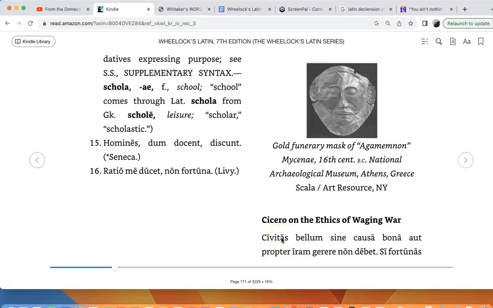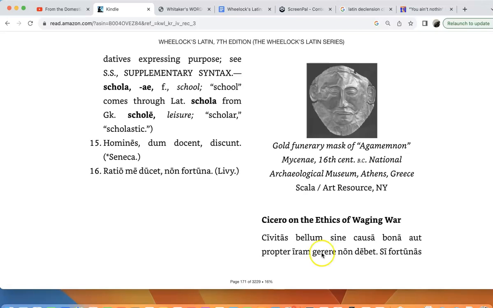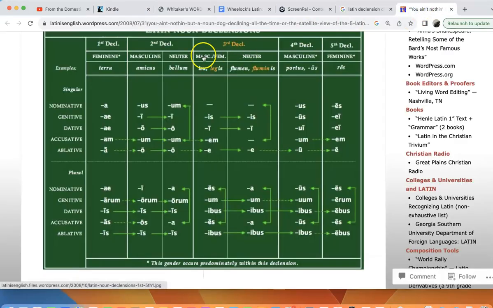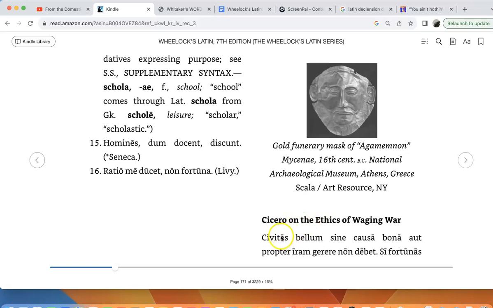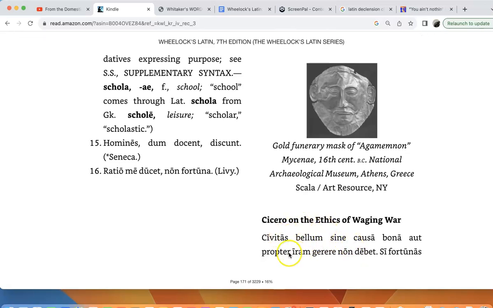So let's talk about the line here. A state, and then non debet means ought not or should not, and then gerere means to wage. So again, if you look at it in Whitaker's, you wage war or carry out war. But then bellum is our direct object. The context tells us that the state is the subject and the war, or bellum, is the direct object. Again, only the context will tell you that. So a state ought not to wage war without good cause.